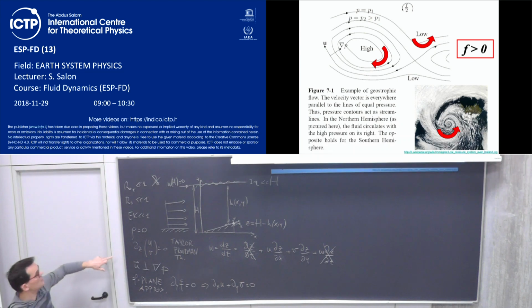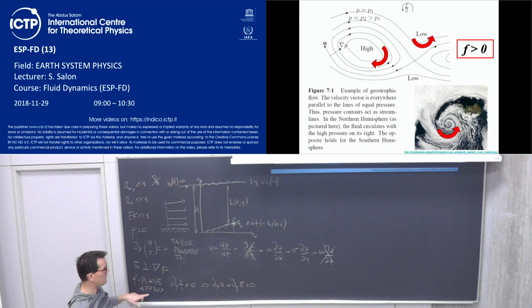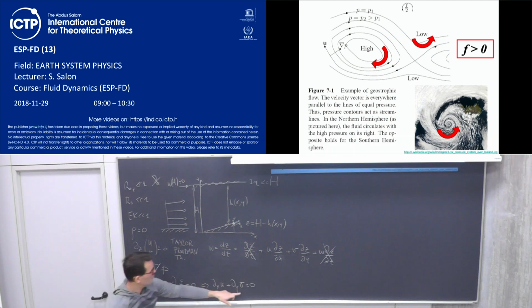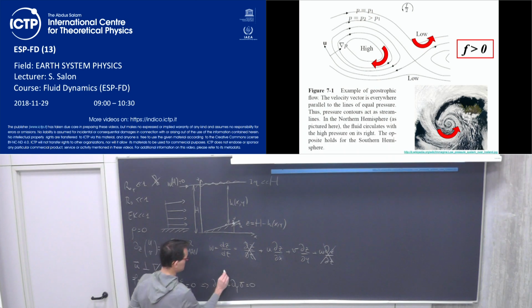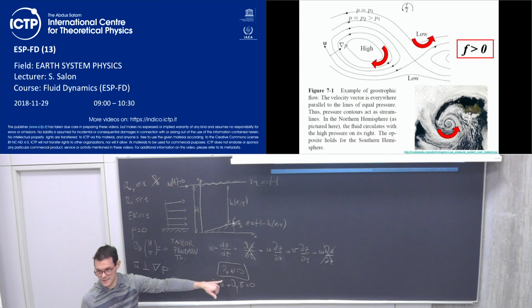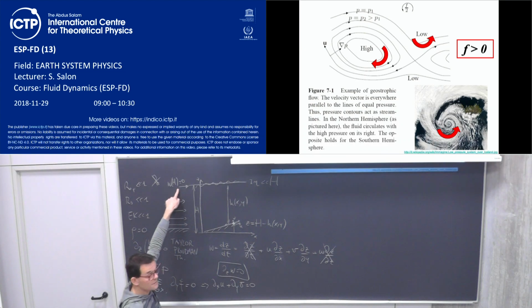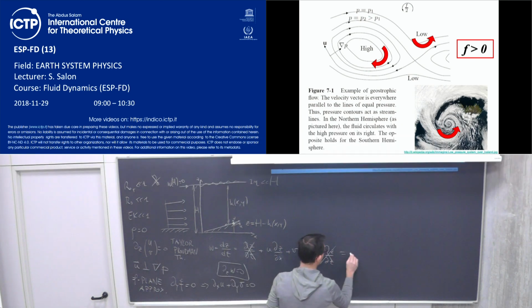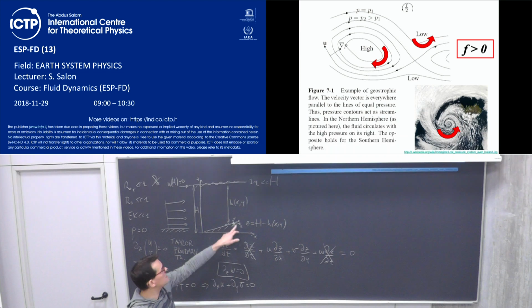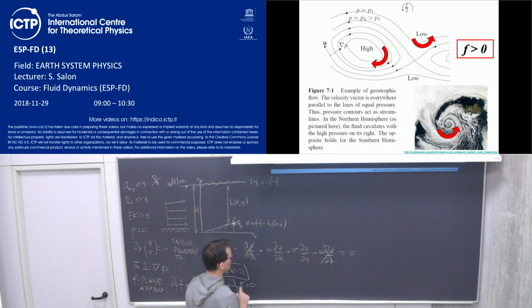But we know also that for geostrophic flow on the f-plane, the horizontal divergence is equal to 0, which means that the vertical velocity must be constant. So if here it is 0, it must be 0 everywhere. So the vertical velocity is 0. It is not possible that the flow goes up or down.